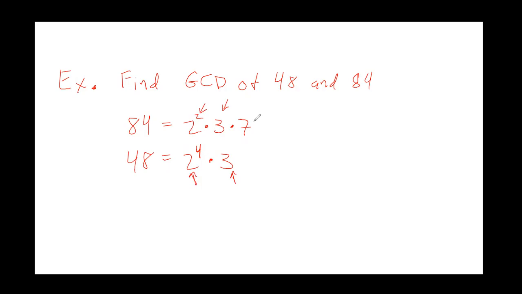Here we see that 7 is a factor of 84, but not a factor of 48. And 48 also has a few more products of 2, but such a number will not divide 84. Any of these even factors greater than 4 will not divide 84. So the GCD of 48 and 84 is going to be 2 to the 2 times 3, or 12. Essentially, given our prime factorization of each number, we identified all of the factors that divide both of these elements.